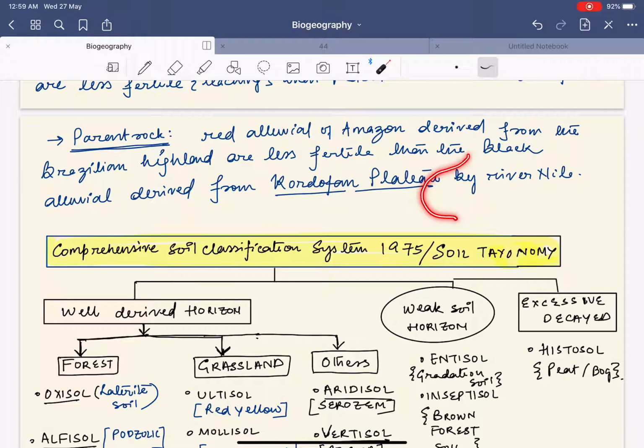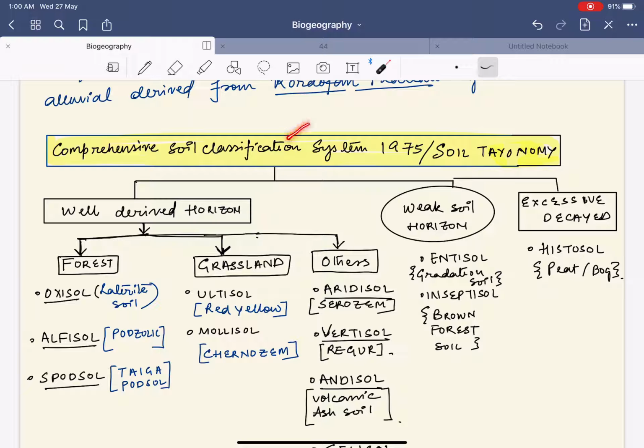But when the Nile is moving, what does the Nile move over? The Kordofan plateau, or to say that this Kordofan plateau is nothing but your parent material. And this Kordofan plateau, as the name suggests, is basically a lava plateau. Hence, from the lava plateau, what happens? We know that lava plateaus are rich in minerals. Hence, the alluvial soil which has been developed by the Nile moving over the Kordofan plateau is more fertile than the soil which has been developed by the river Amazon. Simple.